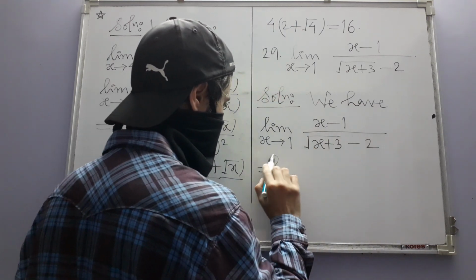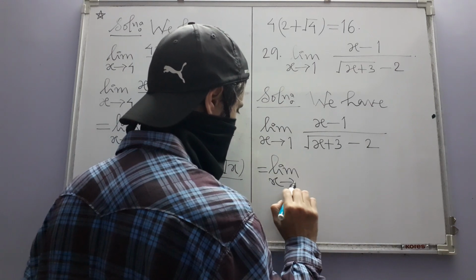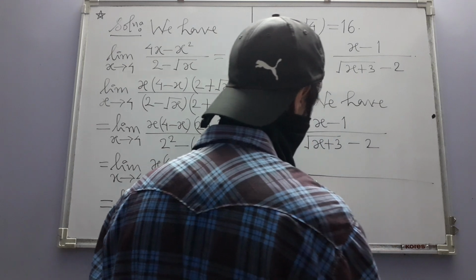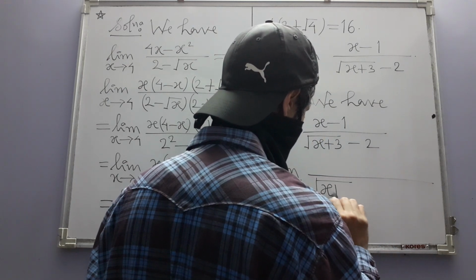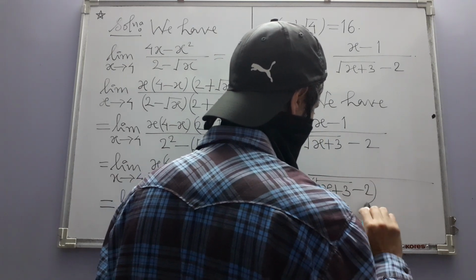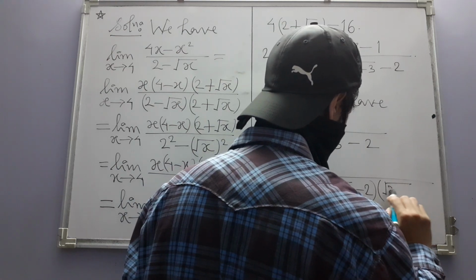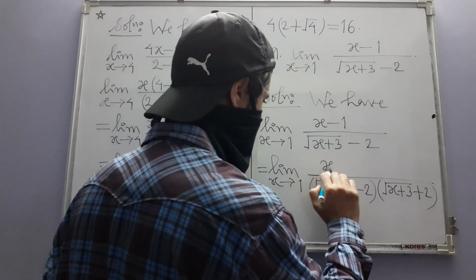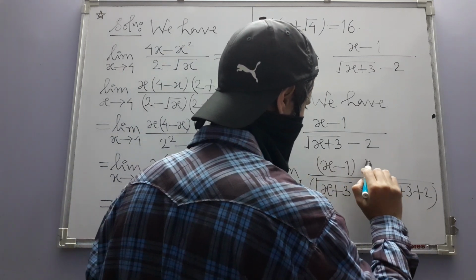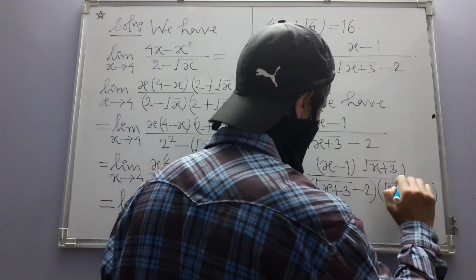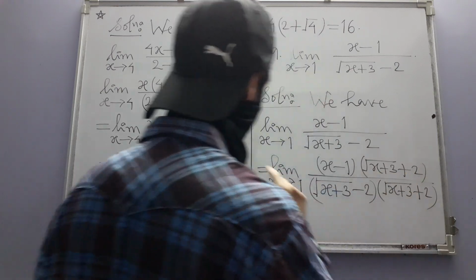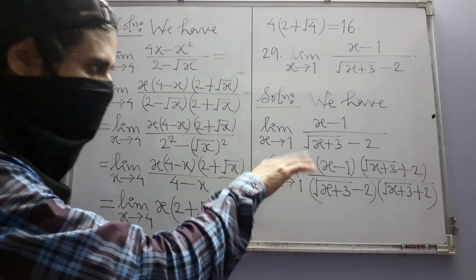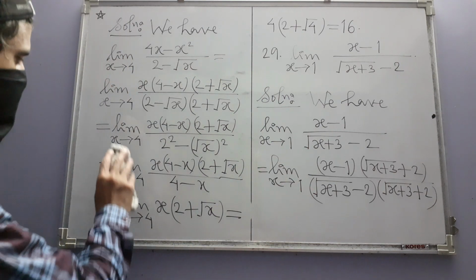Minus 2. So rationalizing the denominator demands that we multiply and divide by this, square root of x plus 3 plus 2, and just like this one, this also cannot be 0. So that means this step is justified.